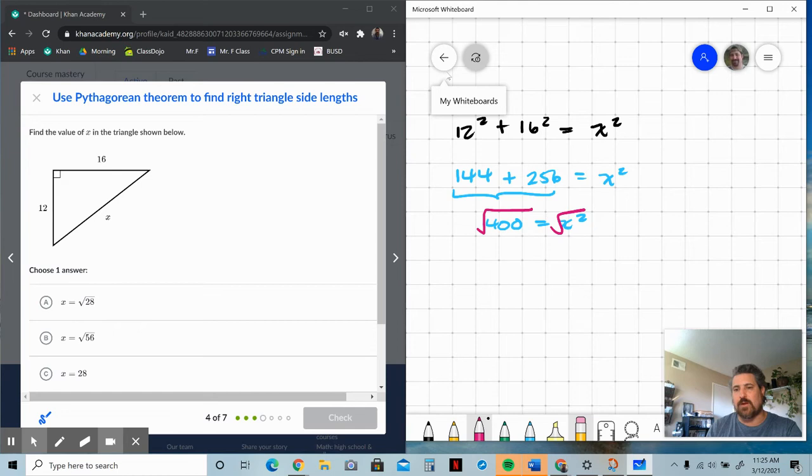So the square root of 400 is one that you hopefully memorized, 20 times 20. So this would be positive 20, because remember, distance is always positive in this case. It's a triangle. So it's going to be 20.